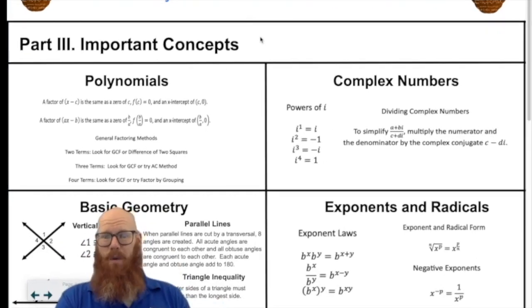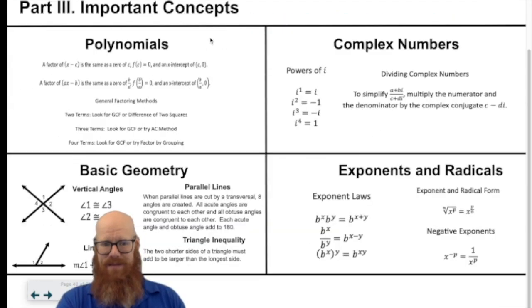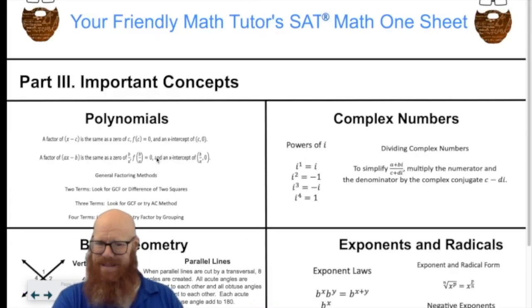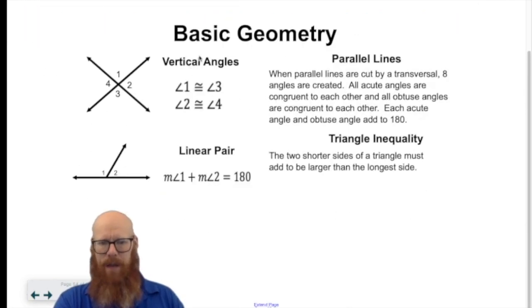All right, so in our one sheet today, we're going to focus on important concepts. In the last video, we looked at polynomials and complex numbers, but this time we are going to look at basic geometry and exponents and radicals. So let's start with some basic geometry. And our topics here are vertical angles, linear pair, parallel lines, and the triangle inequality.